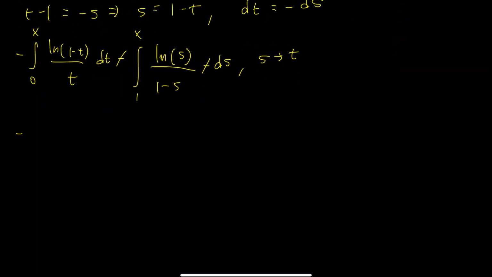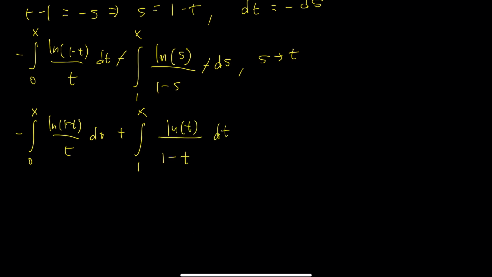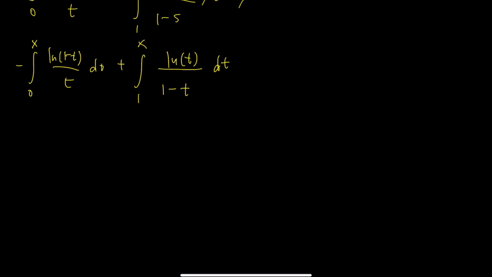So now we have negative the integral from 0 to x, the natural log of 1 minus t over t dt, and then we have plus the integral from 1 to x, the natural log of t over 1 minus t dt. And from here we'll use integration by parts. So we're going to let u equal the natural log of t, but that means that du is 1 over t dt, dv equals 1 over 1 minus t, and integrating that we'll have negative the natural log of 1 minus t.